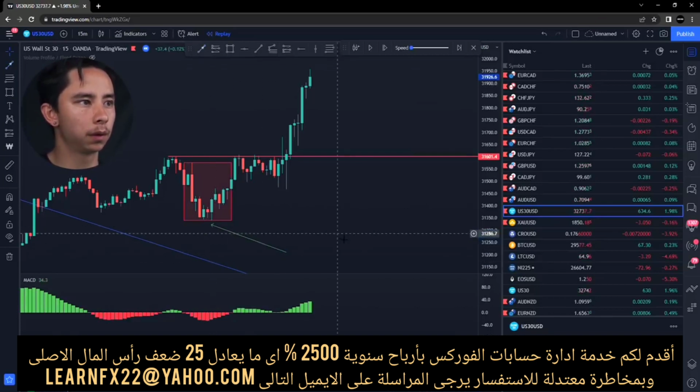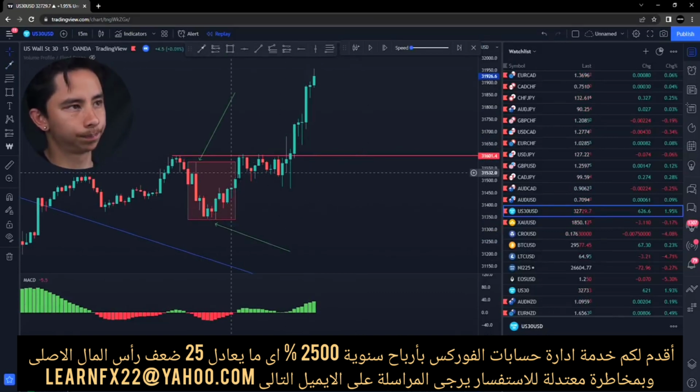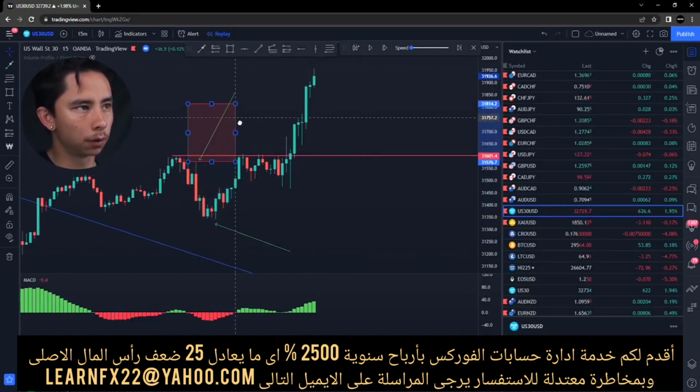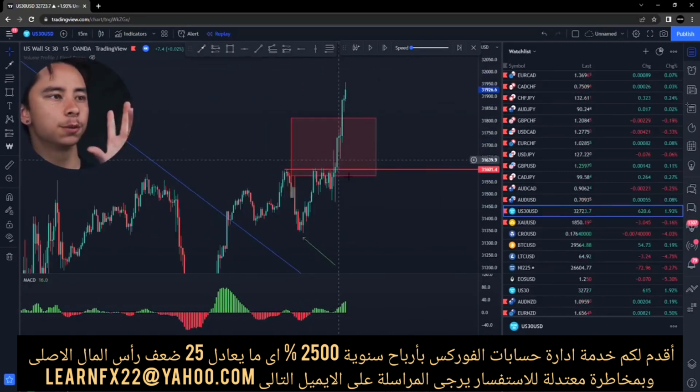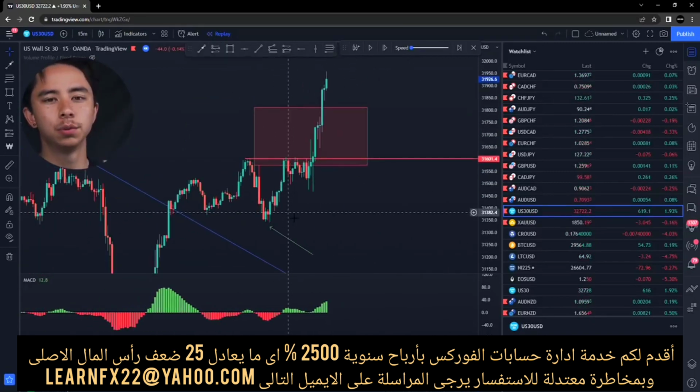Everything from the lowest wick and candle to the highest wick and candle. And we place our box on top again. And then we pull our box out. And look at that, as we can see, we now have two confirmations.